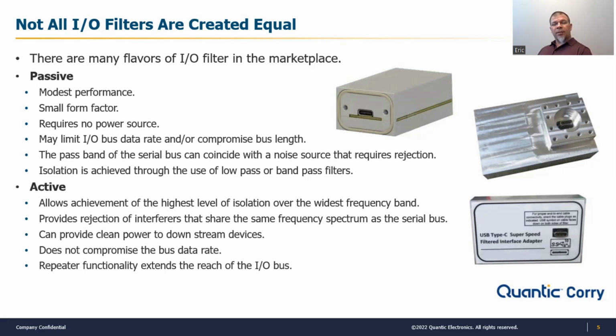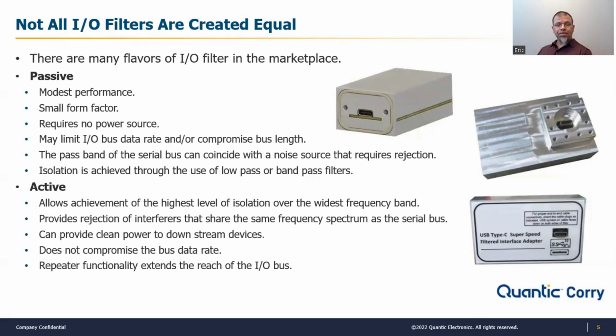Another key difference between the two is that a passive filter requires no external power source, whereas an active filter needs to be provided with power in some manner. So having two cables, one for the power and one for the communication bus, may be necessary for you.